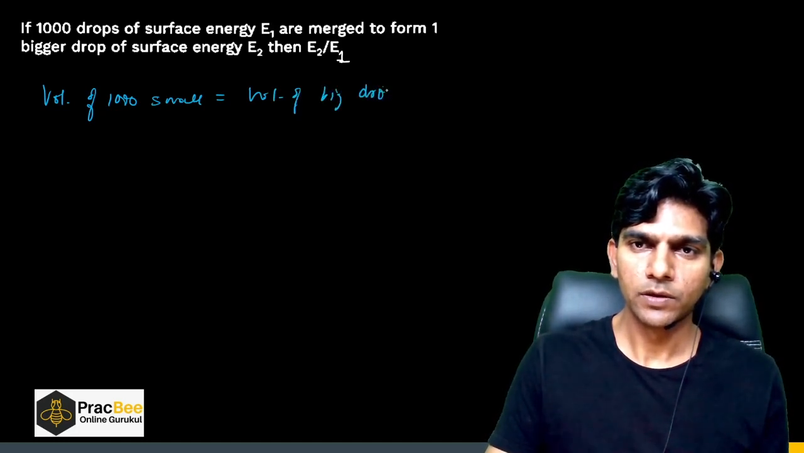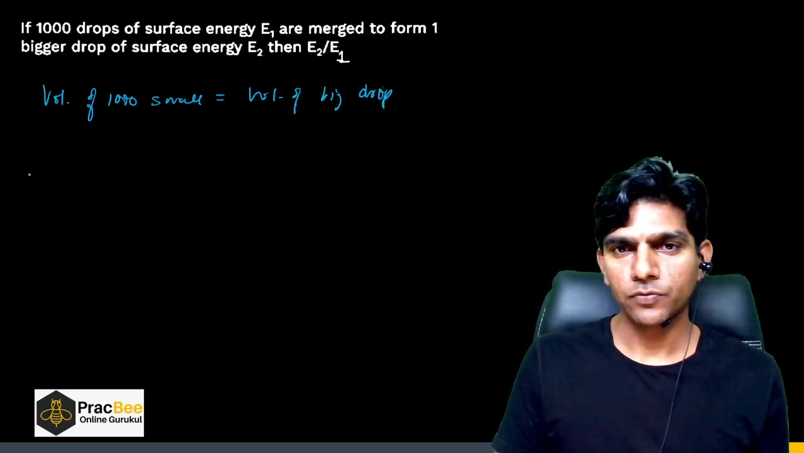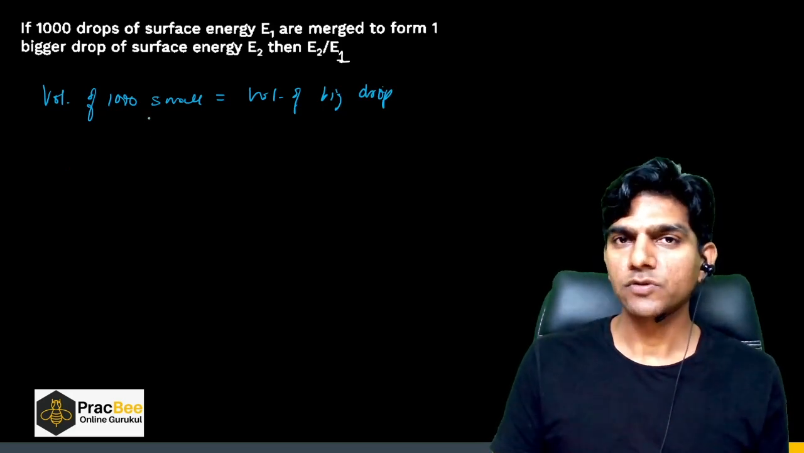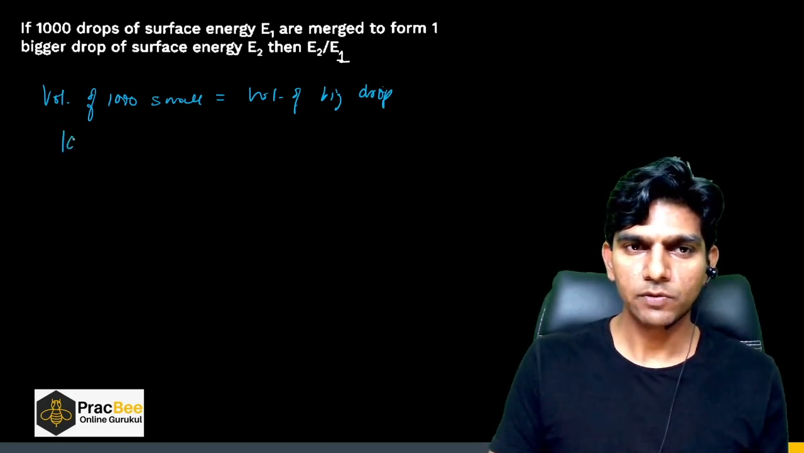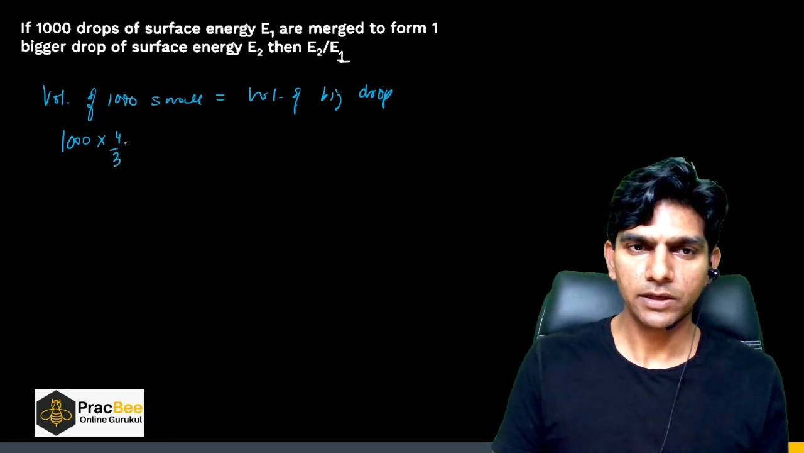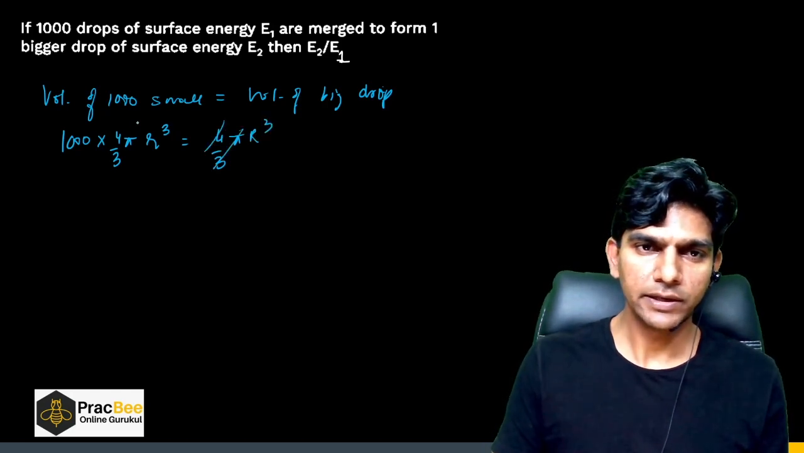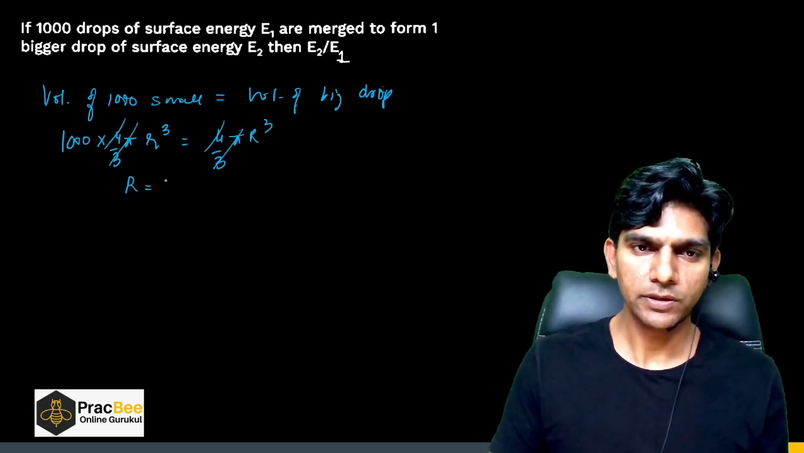One big drop. If I take the radius of the big drop as capital R and the radius of the small drop as small r, I can say it will be 1000 times 4 by 3 pi r cube should be equal to 4 by 3 pi capital R cube. So 4 by 3 will get eliminated. So R comes out to be 10 times small r.